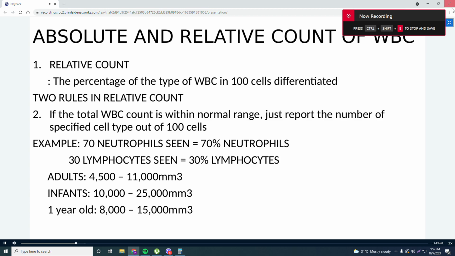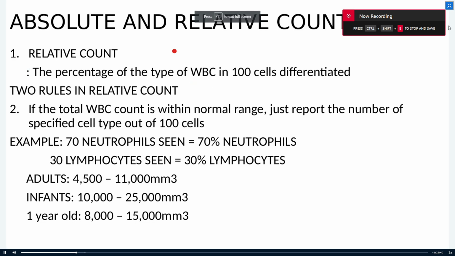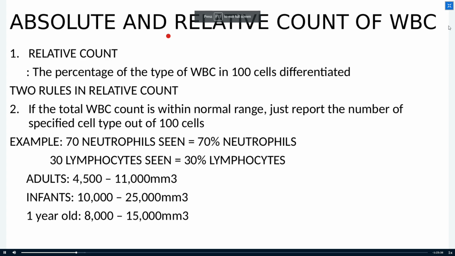We will be discussing your absolute and your relative count. Now, in our last meeting, last Friday, you must have noticed that for every cell type, there is a normal value of both relative and absolute. Now, to explain that class, let's start with your relative count.